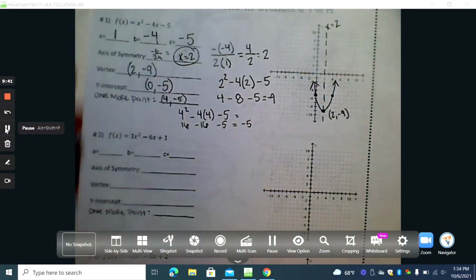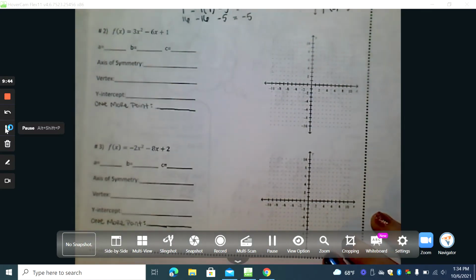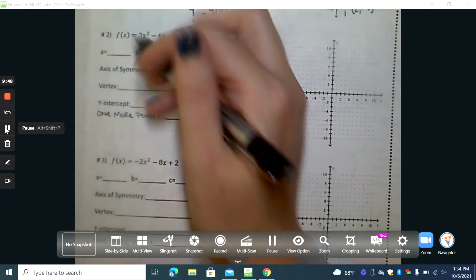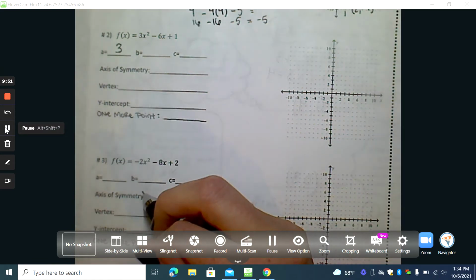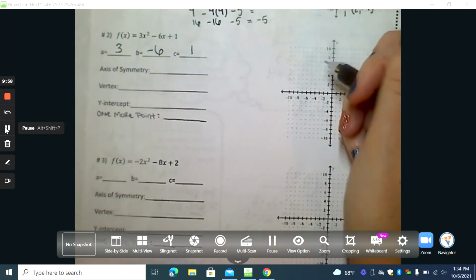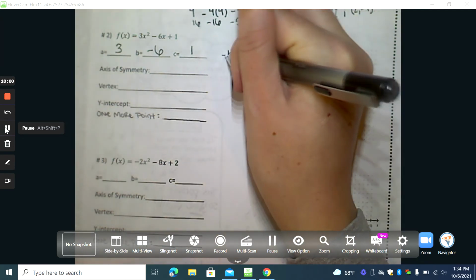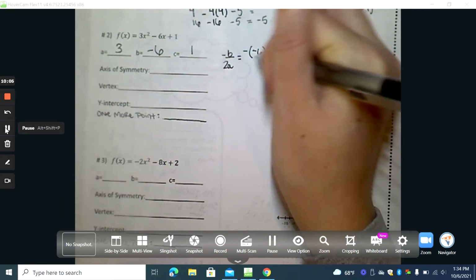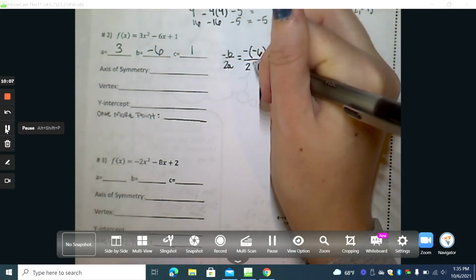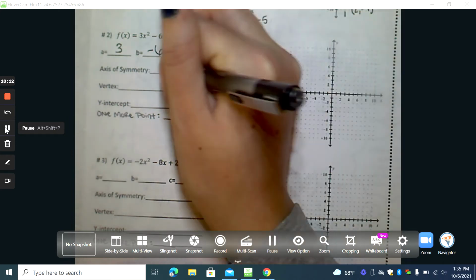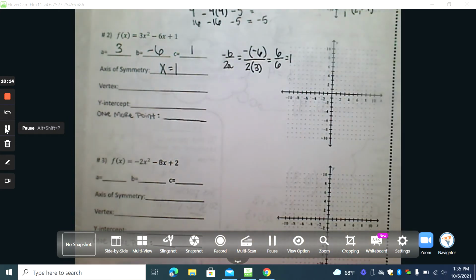Let's do another example. Number 2. Maybe I should even squeeze this in a little bit more. A, B, and C. A is 3. B is -6. And C is 1. My axis of symmetry, negative b over 2a, would be negative -6 over 2 times 3. So I'd have a positive 6 over 6, or in other words, 1. My axis of symmetry is x equals 1.